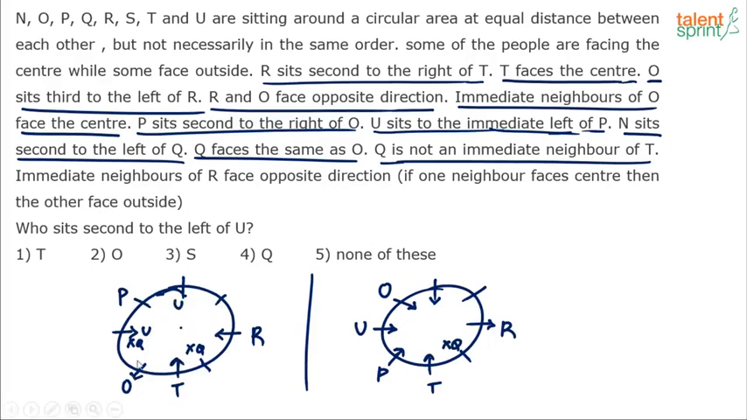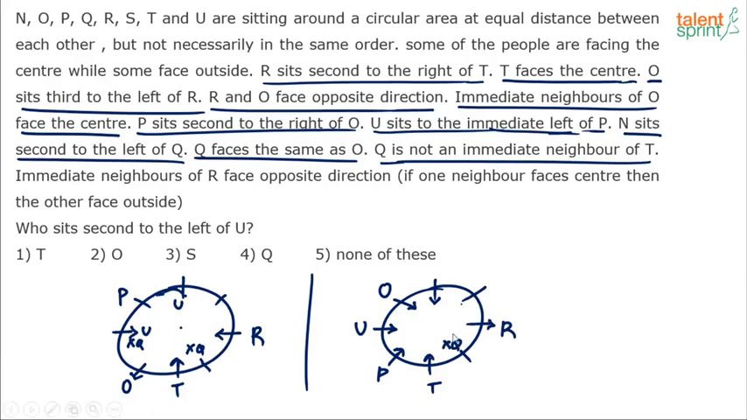With respect to case 2, what happens? Q is not a neighbor of T. Q faces the same direction as O. So O is facing center, Q also will face center. So Q can come in this position, or it can come in this position as well. These 2 are possible, because direction is not known. If you take Q in this position, we should mark it as center facing person.